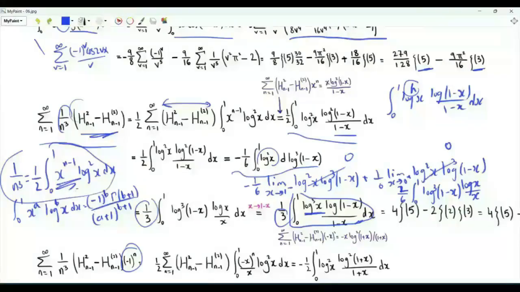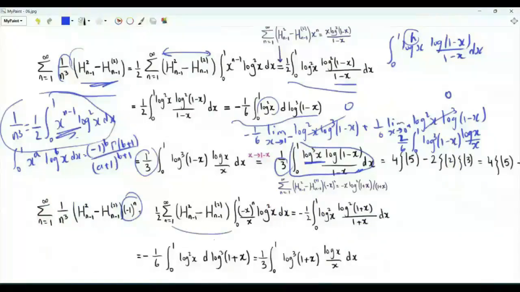If we have an extra minus 1 to the power n, we start with the same step of writing 1 over n cubed using this integral. Then we interchange the order of integration and summation. When we do the sum, we get 1 plus x rather than 1 minus x. We get minus 1 over 6 integral x from 0 to 1, the square of log x d, the cube of log 1 plus x. We do integration by parts again. We get limits that are equal to 0, and we get this integral multiplied by 1 over 3.